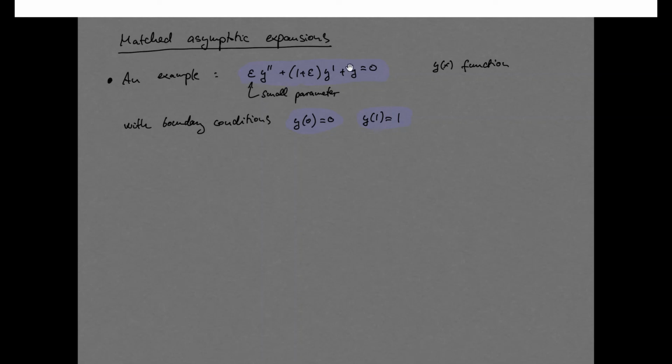Here's a differential equation, a second order equation, and we would like to solve it and obtain this y of x function, and we assume that this epsilon is a small positive parameter. Let's assume also that we'd like to satisfy these two boundary conditions. So x runs from 0 to 1, and at one end we want this y function to vanish, and at the other end point we want y of x equals 1 to be equal to 1.